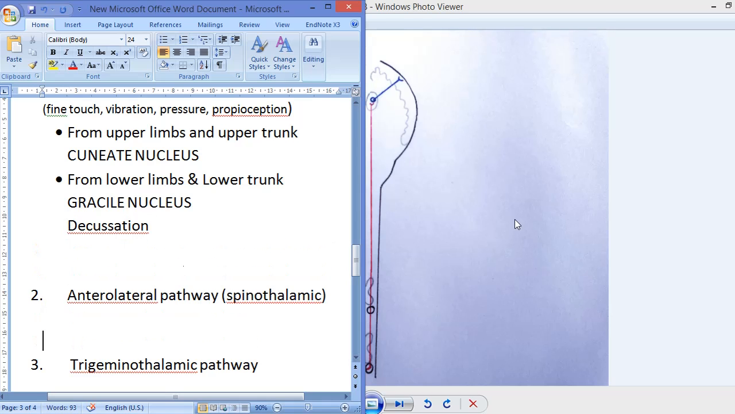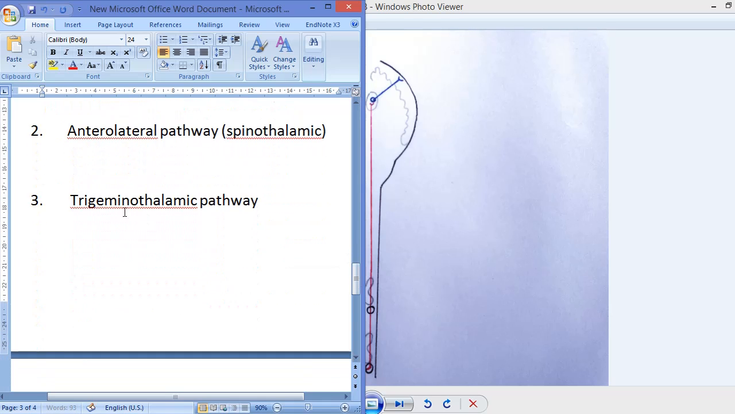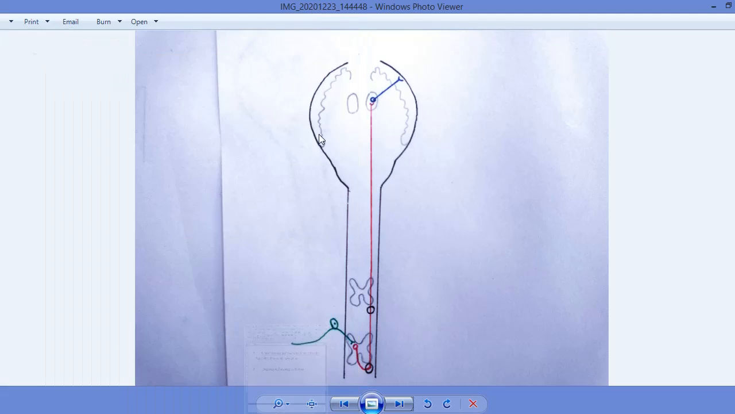This pathway carries impulses of crude sensation or superficial somatic sensation from various parts of the body to the brain. But one thing should be kept in mind: from any part of the body below the neck, including the neck and below the neck, the impulses are carried by the first order neuron. The first order neuron will enter directly into the spinal cord.